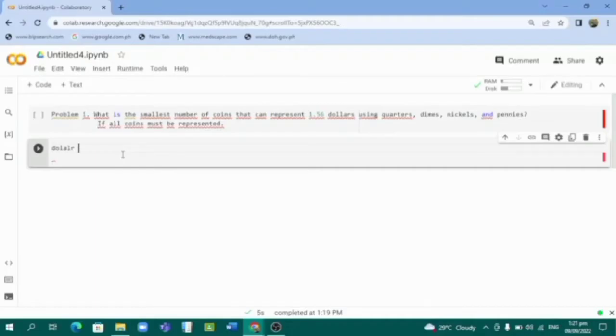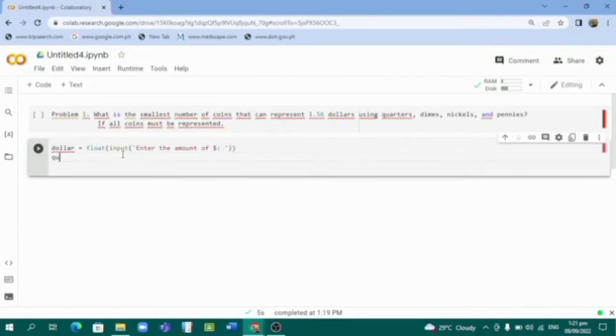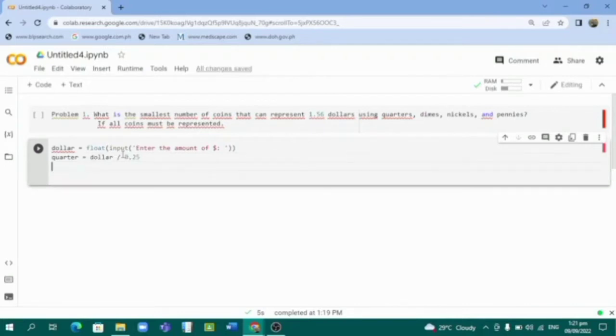Put your dollar, equal sign, float function, input function, close open parenthesis, and inside, enter the amount of dollar, space. The second line, your quarter, the value of quarter is dollar divided by 0.25. And for dime, the value of dime is dollar percent 0.25 divided by 0.10.